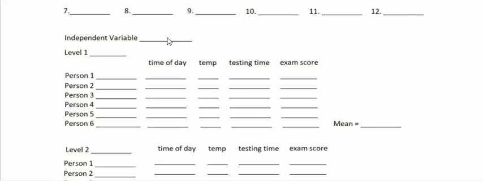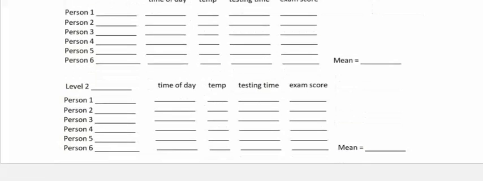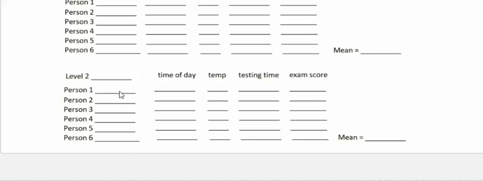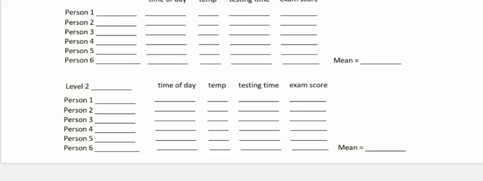So once you pick your independent variable and you've decided on your 2 levels and you've written all of that in, you have to assign 6 people to group 1 and 6 people to group 2. So just pick 6 people and put their initials here in these blanks, and take the other 6 people and write their initials in here for group 2. And now you've assigned your participants to the 2 groups.